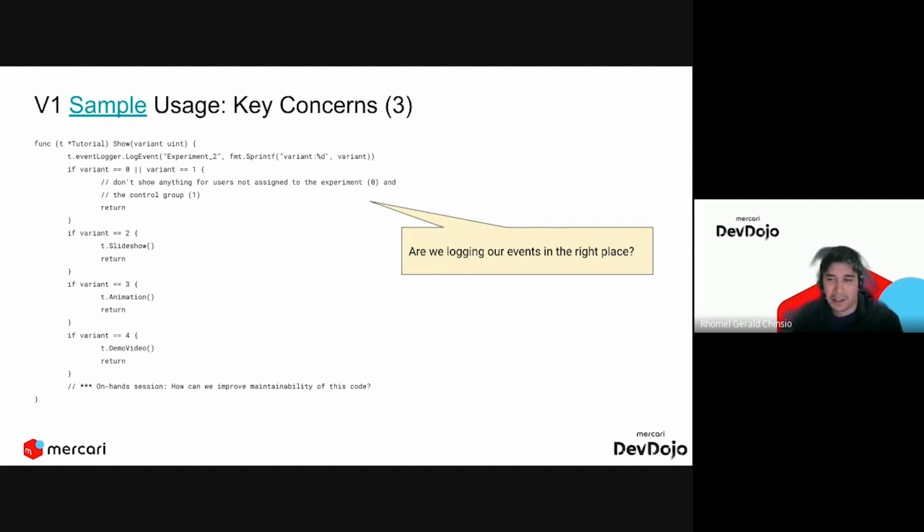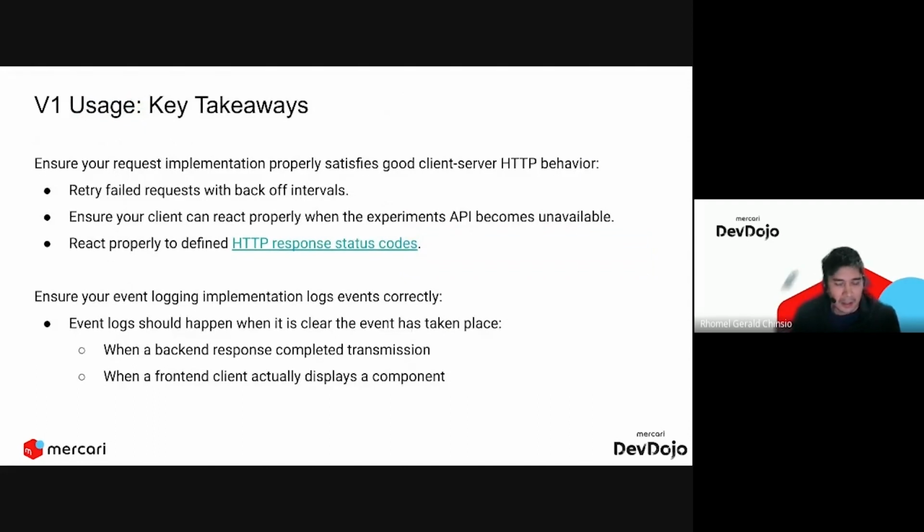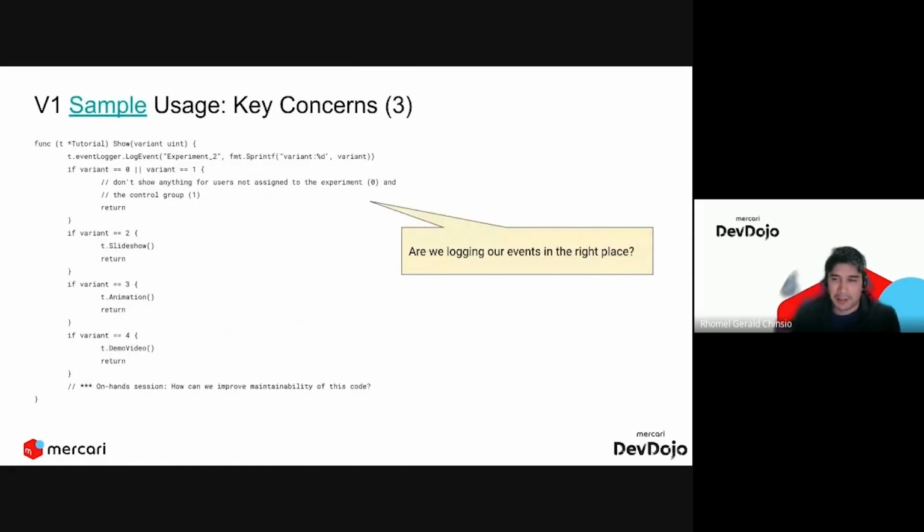So we have no. I think it should happen when the variant takes effect. This is the best answer. Oops, I did not have an explanation slide. Augustine wins. He has the right answer. So when should we log that a user experienced some treatment? It's when the user actually experienced the treatment.